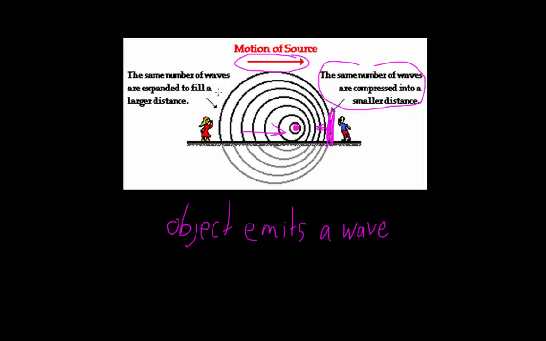So basically, all you really need to know is that on the side of the object that it's traveling towards, the waves are going to get compressed. On the side of the object that it's traveling away from, they're going to get stretched out. So that is the Doppler effect.